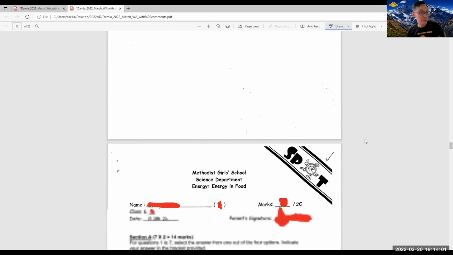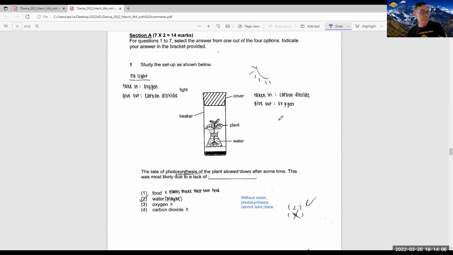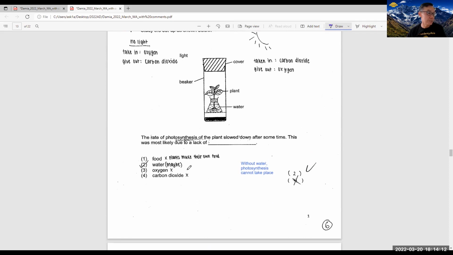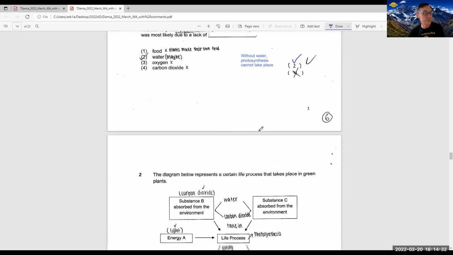Let me proceed to the next section here on energy in food. So this question actually tests students' understanding that during the process of photosynthesis, water is needed. So answer is option 2, because as time progresses, the water will be absorbed by the plants and there will be very little water left. So without water or lack of water, the process of photosynthesis will cease.